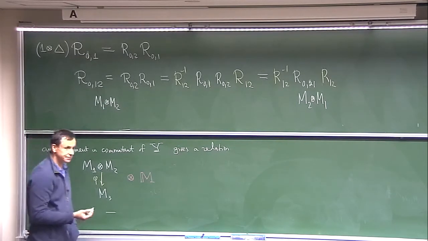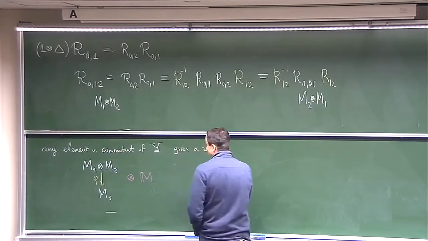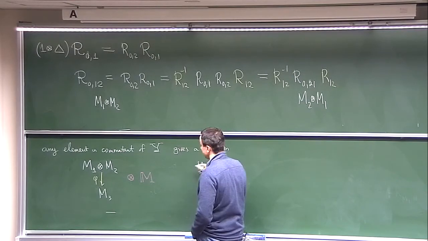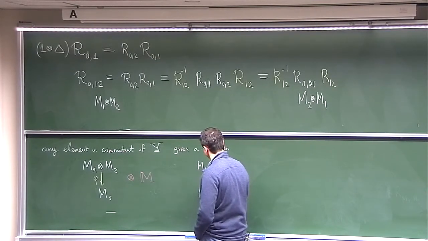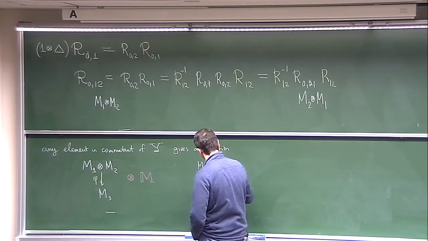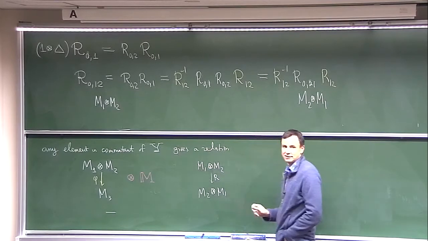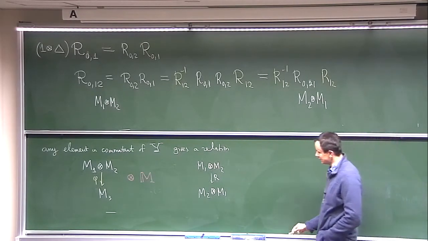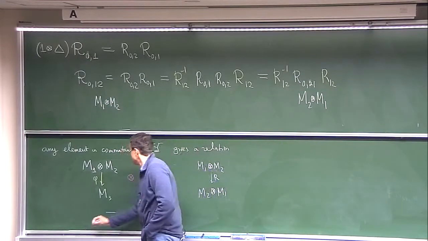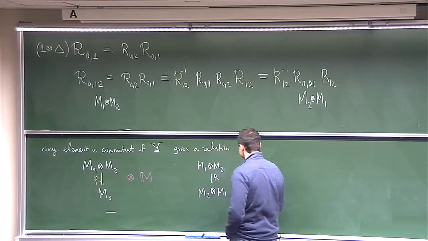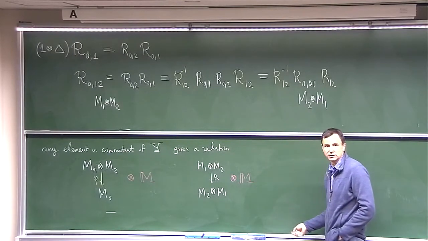For example, we have the R matrix. So in particular, there's an R matrix itself. For any M1, M2, we can put them in a different order using the R matrix. It's an example of this. And then this says the R matrix itself is an example of a commutation relation.